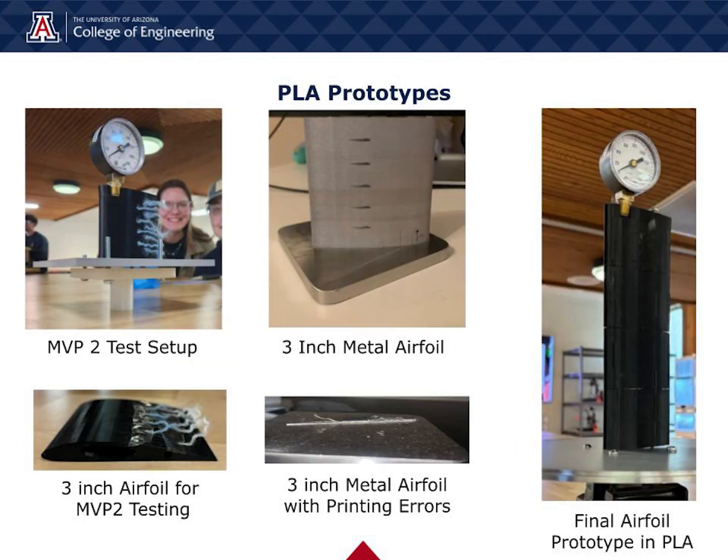Once the initial design decisions were completed, we used PLA prototypes to help iterate our design process. We began with printing 3-inch prototypes to be used with MVP2, as well as prototypes of the final design. This process allowed us to determine the best way to interface the airfoil with the base plate after seeing issues with older designs. A small prototype was also made using metal, which revealed problems during printing that were communicated to our manufacturer and resolved in the final manufacturing process.